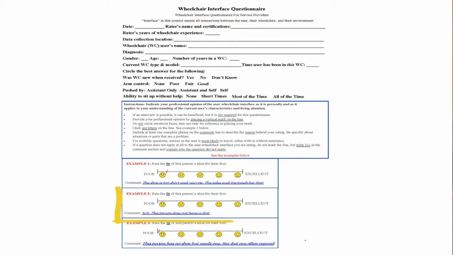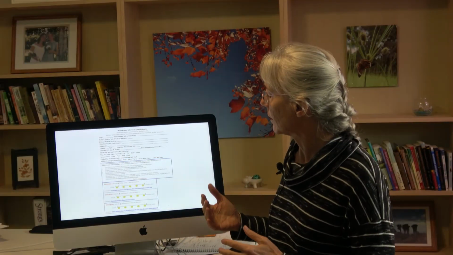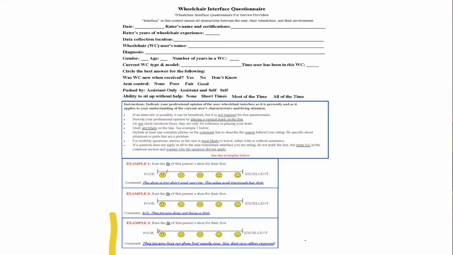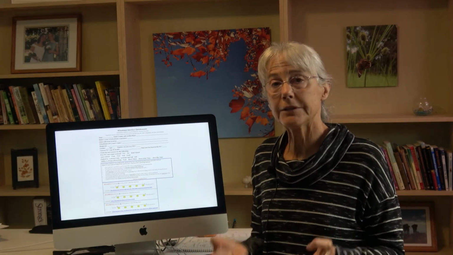The next example, for a different person, rate the fit of this person's shoe for their foot. There's no mark on the line. NA, the person does not have a foot. The third example, rate the fit of this person's shoe for their foot, has a very low mark, and it says this person does not have a shoe, but they need one.